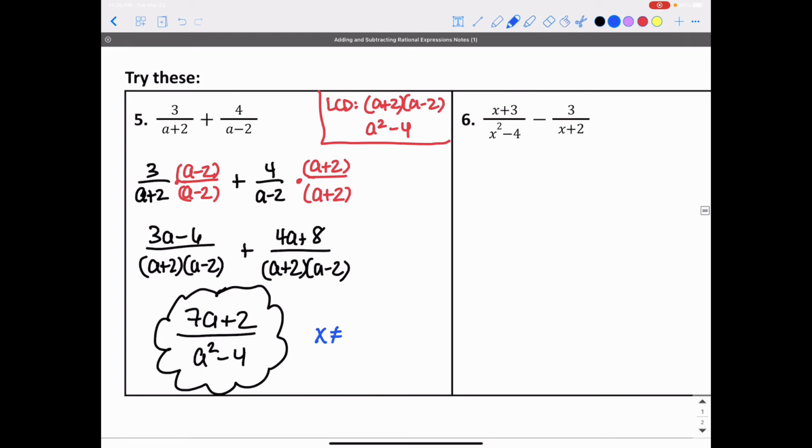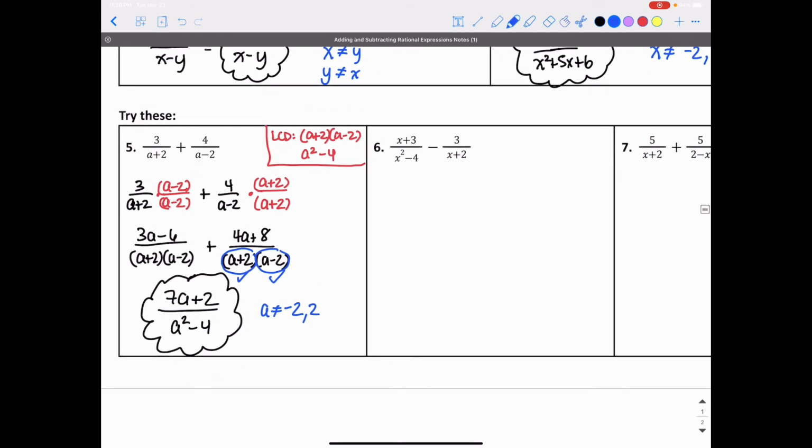And then my restrictions are what a cannot be equal to. The only things I had in the denominator were a plus 2 and a minus 2, so a cannot be equal to negative 2 from here and positive 2 from here, because those two values would make the denominator 0.